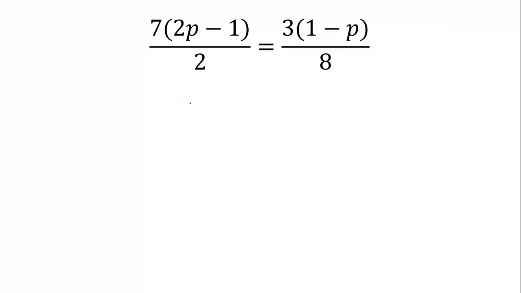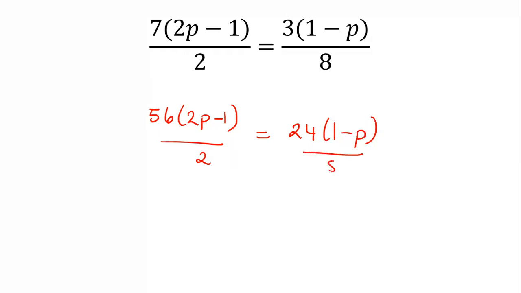Now this last one is pretty much the same, except you've got a slightly more complicated numerator. We've got 8 and 2. The lowest common multiple of 8 and 2 is 8. So I'm going to multiply everything by 8. So on this top, I'm going to get 8 times 7, I'm going to get 56 lots of (2p - 1) divided by 2 equals, then multiplying both by 8, I'm going to get 24 lots of (1 - p) divided by 8.